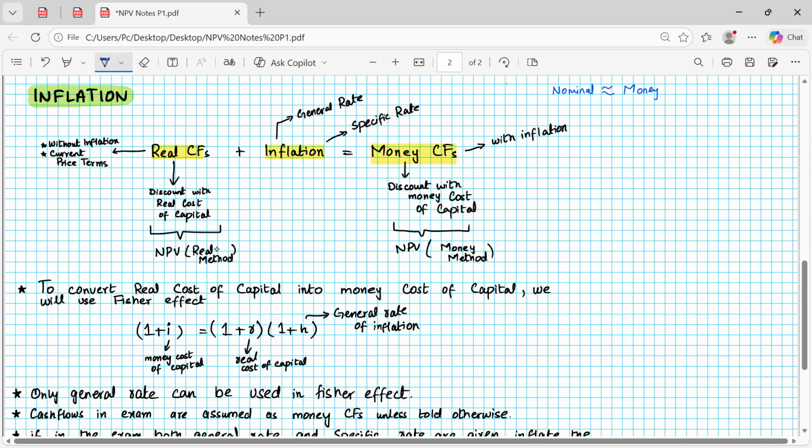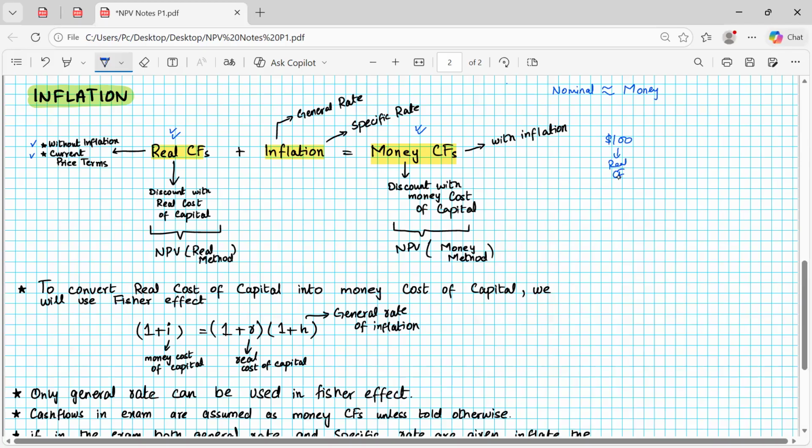Now, before going there, first you have to understand the types of cash flows. There are two types of cash flow: real cash flow and money cash flow. Real cash flows are the cash flows which do not include the impact of inflation, and they are in current price terms. There is no impact of inflation in those cash flows. Those cash flows will be known as real cash flows. Now, let's say there's a cash flow of $100 and it's in current price terms. So I will say it's a real cash flow.